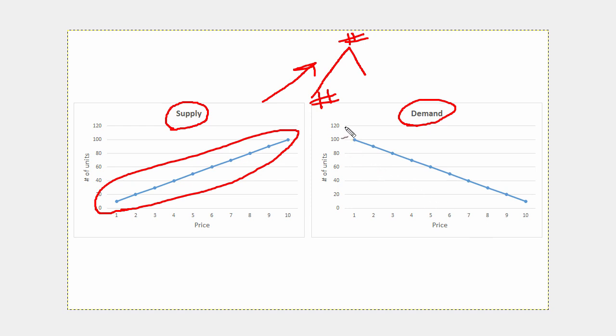All right, so let's go ahead and take a look at supply and demand and how we can translate that onto a price action chart.